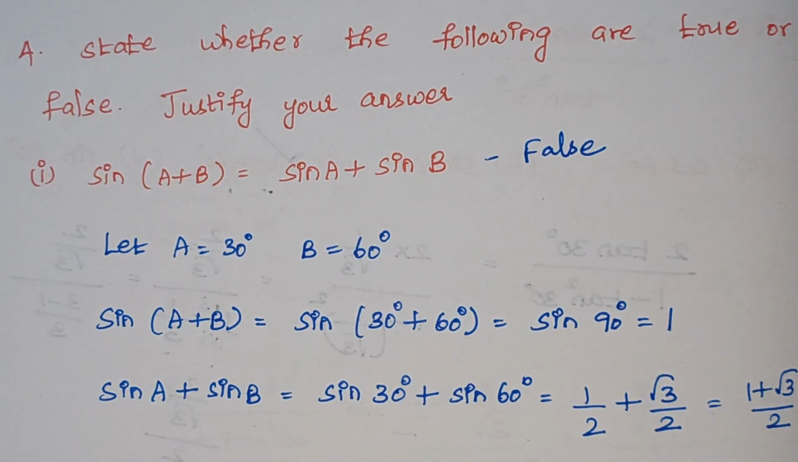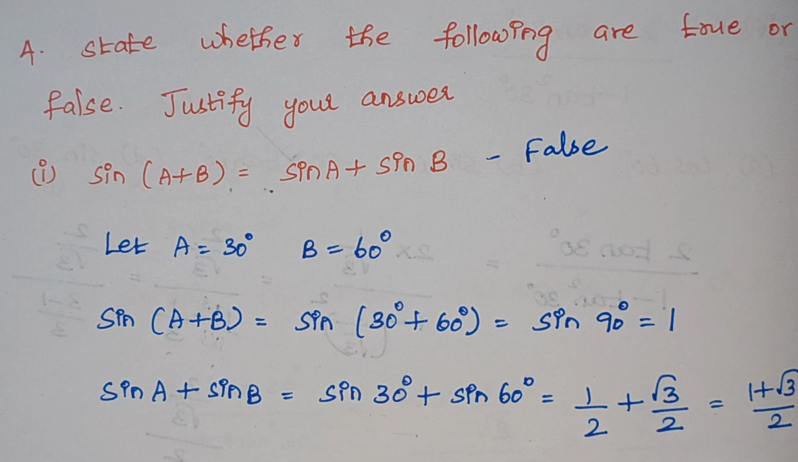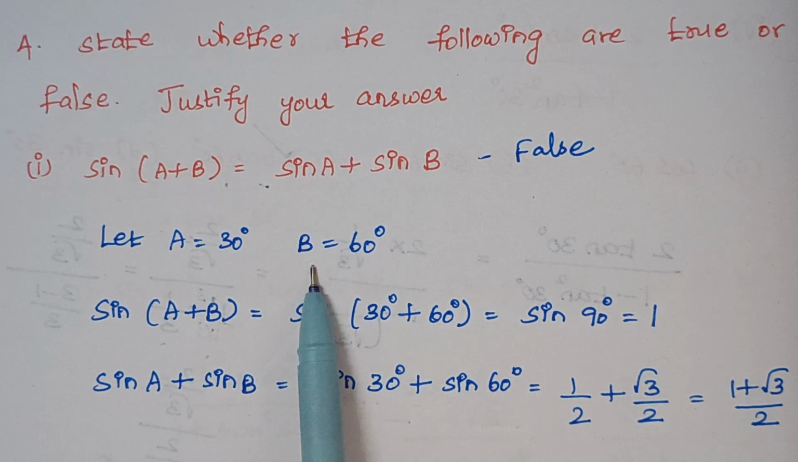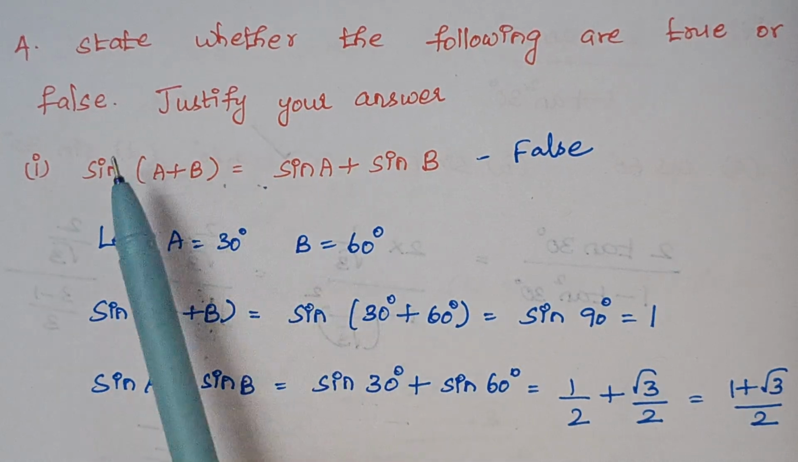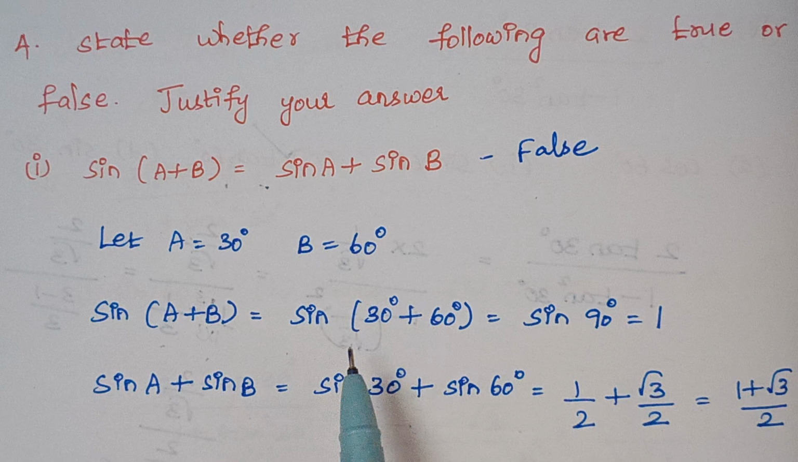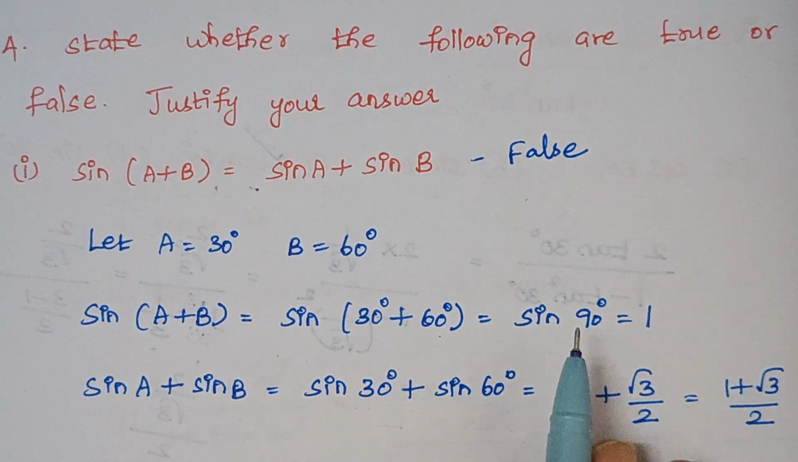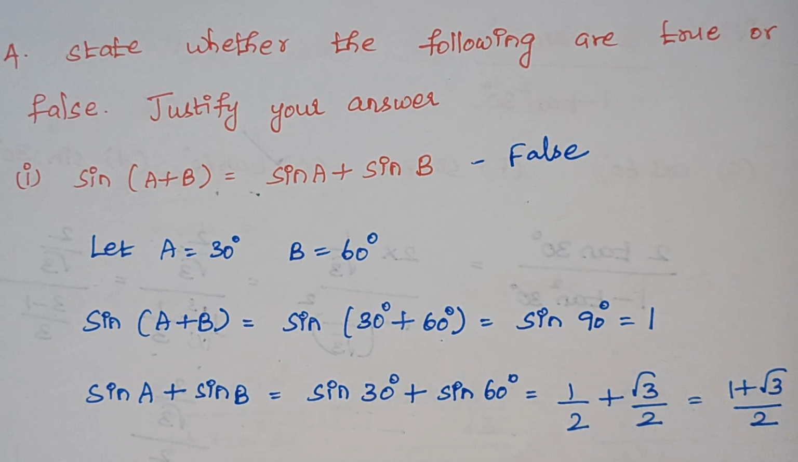So here the values of a and b are not mentioned. We have to take the values of a and b by ourselves. Right. So here a is 30 and b is 60. So sin(a + b), so sin of 30 plus 60. Here 30 plus 60 is 90. So sin 90 is equal to 1.